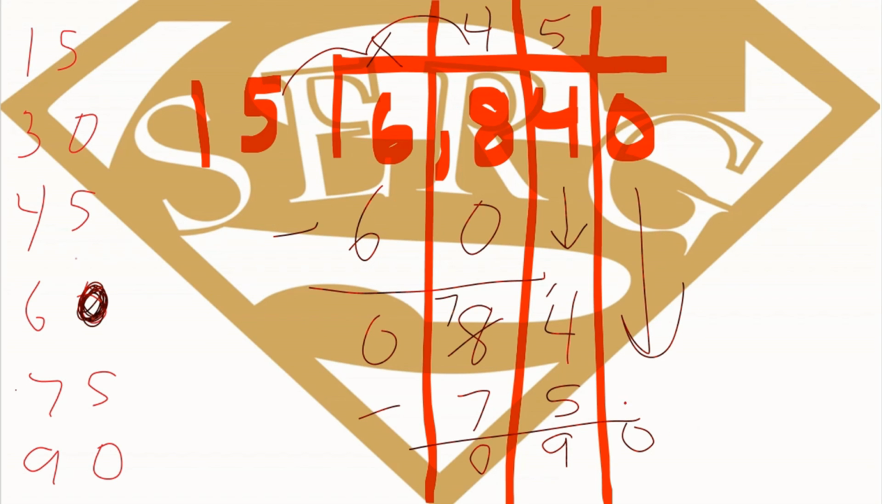15 goes into 90 how many times? 1, 2, 3, 4, 5, 6. 6 exactly. Bam. 15 times 6 is 90. And we can go ahead and close it out. 0 minus 0 is 0. 9 minus 9 is 0. And that's why I love using this housing technique. It reduces the errors. So you won't make that many mistakes.